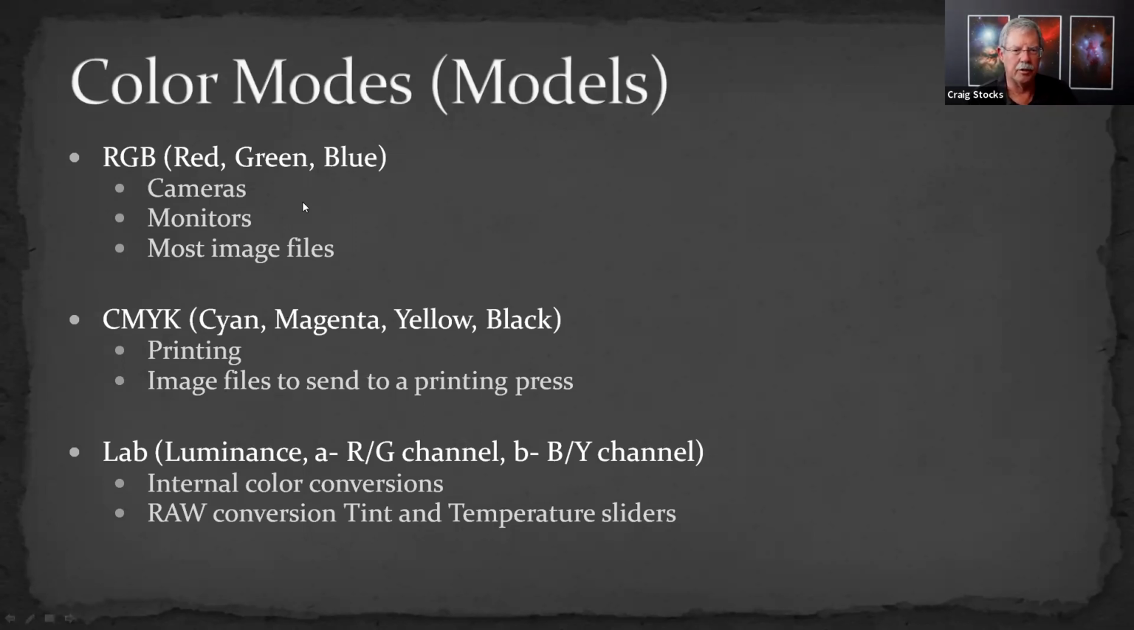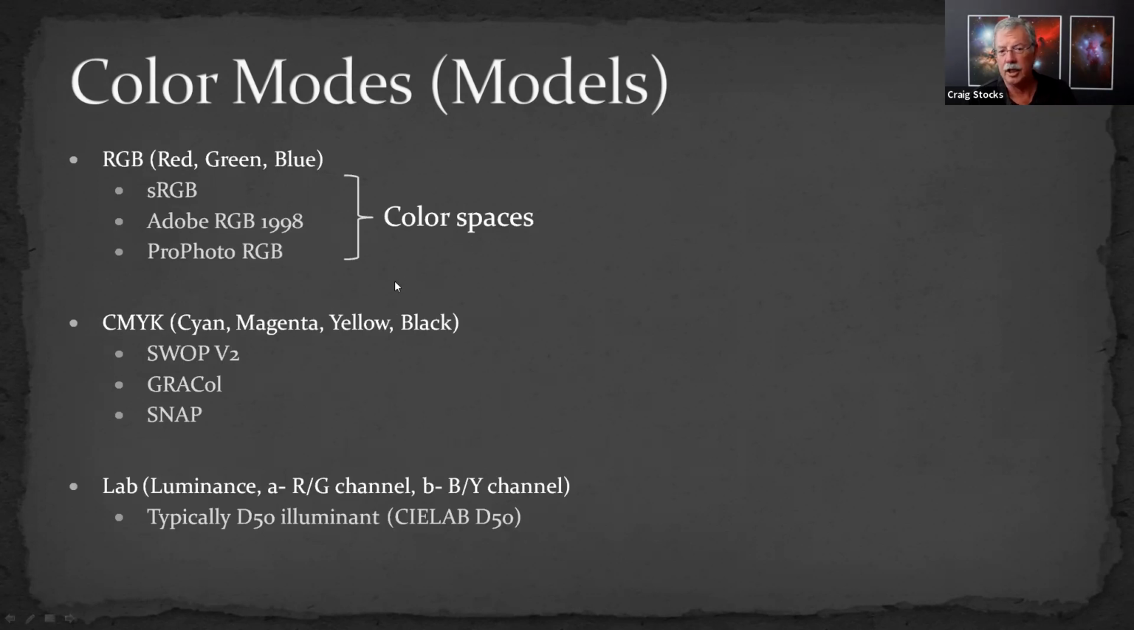And just as you can have different color modes or color models, each one of those models can have its own set of color spaces. RGB has common color spaces like sRGB, Adobe RGB, ProPhoto RGB. CMYK also has color spaces like SWOP v2, GRACoL, SNAP. These are color spaces within the CMYK mode. LAB also has different color spaces. One of the most common is the CIE D50 LAB, where the D50 is the illuminant.